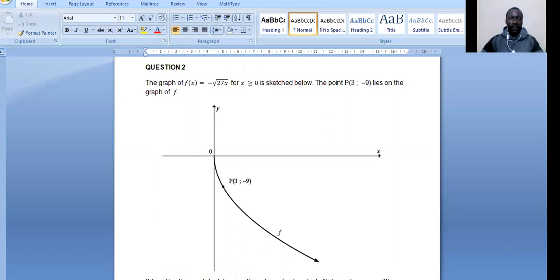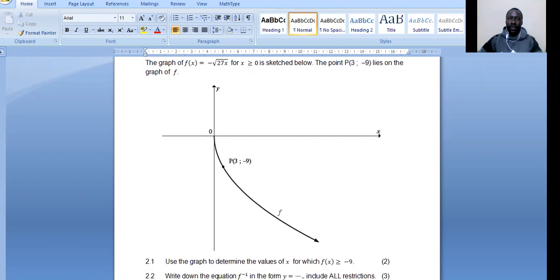Otherwise, question 2 reads, the graph of f of x equals negative square root of 27x for x greater or equals to 0 is sketched below. The point P with 3 and negative 9 for x and y respectively lies on the graph of the function.